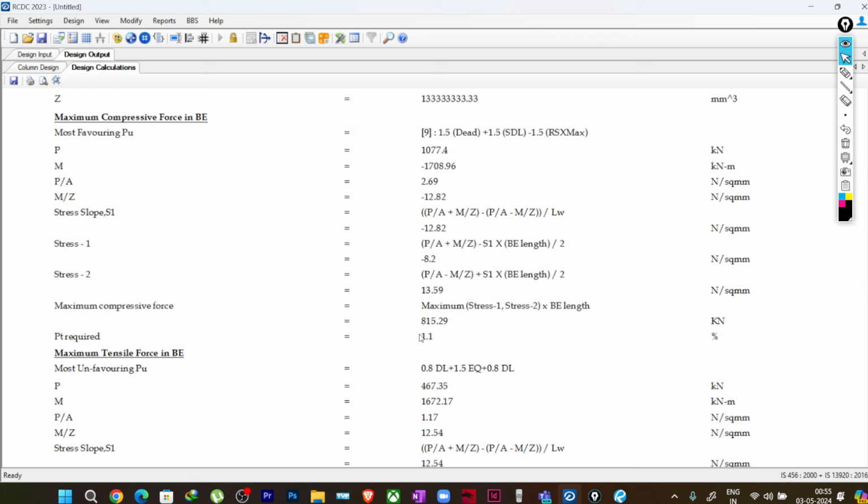Okay, so this is how the boundary element forces are calculated in RCDC, which is not the same way that we find in the manual calculation. You can use this methodology also in the manual calculation to find out the design force for the boundary elements. Okay, so I hope it is clear to all of you.